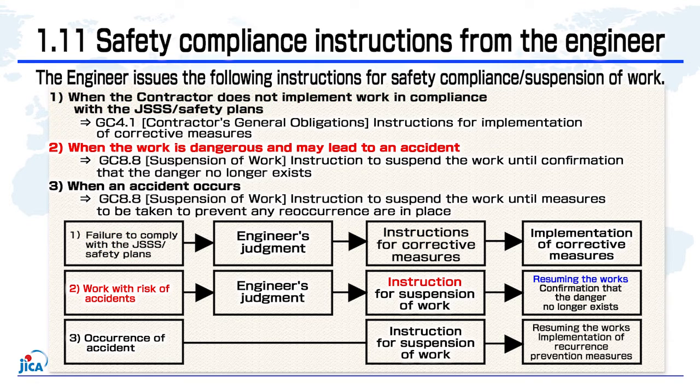If the engineer determines that there is a danger in a part of the construction work that may lead to an accident, the engineer will order the suspension of work until it is verified that the danger is no longer present. When an accident occurs, the engineer will order the suspension of work by the contractor until the implementation of preventive measures against reoccurrence is verified.